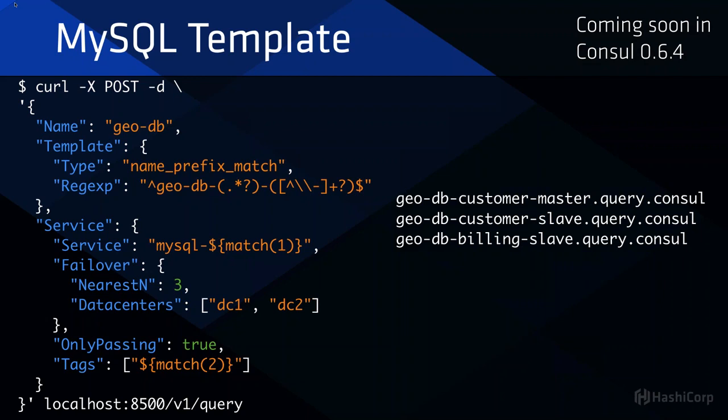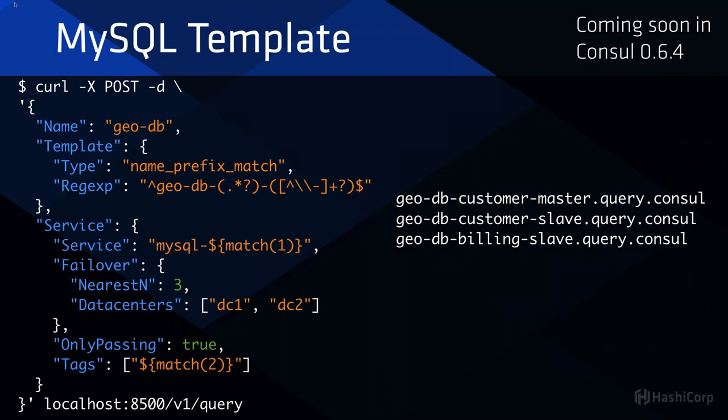selector using an interpolation syntax, which we based on our HashiCorp interpolation library, which is also used for things like Terraform, so this might look familiar. It's taking the first match and substituting that in with MySQL dash as the prefix. So that is basically synthesizing the service name based on part of the name. It's doing the same nearest end kind of thing.